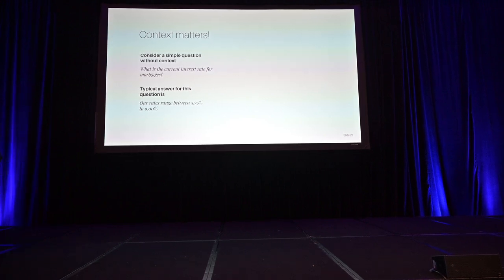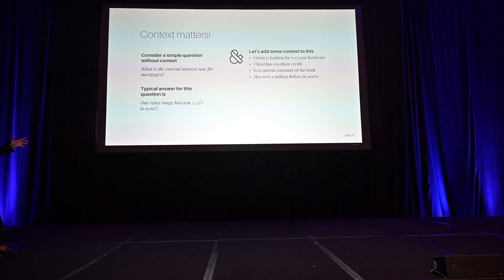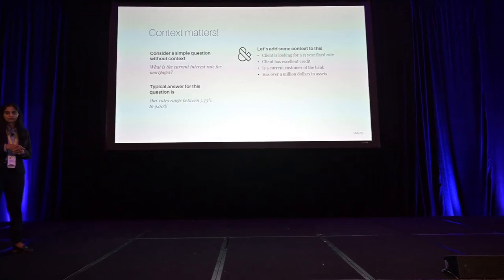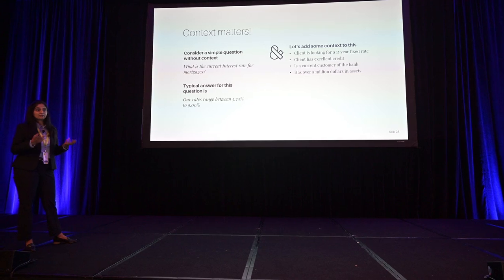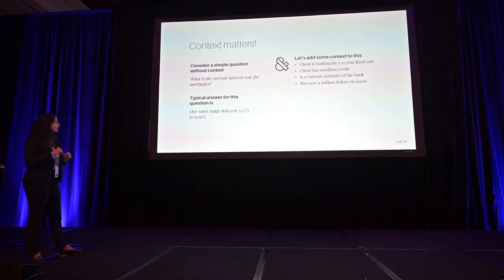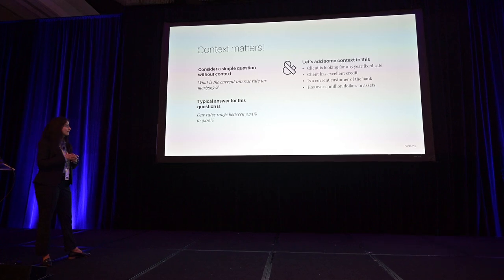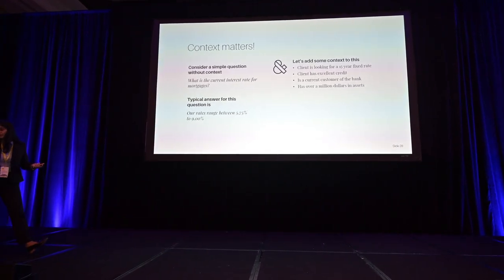Right? So now let's say you give the prompt some additional context. Let's say that the client is looking for 15 years of fixed interest rate. They have an excellent credit score. They've been a customer of the bank since a long time, and they've delivered millions of dollars as assets in their account. So would it behave any different once you provide that context?